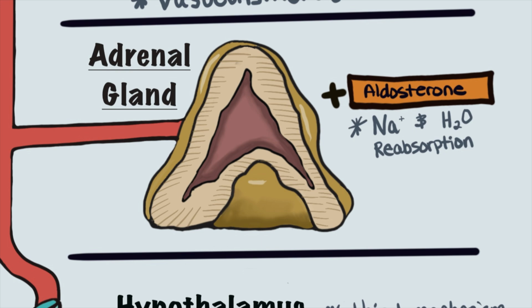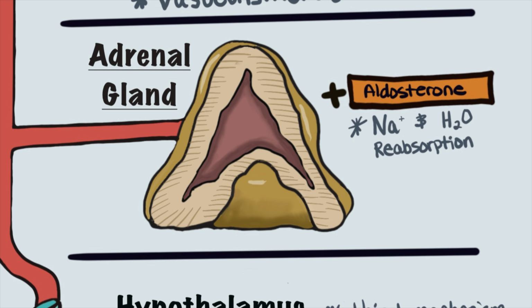Angiotensin 2 will command the adrenal cortex to release a steroid hormone called aldosterone, and this happens in the proximal convoluted tubule, which is part of the nephron. You can click the link above to learn more about nephron physiology.